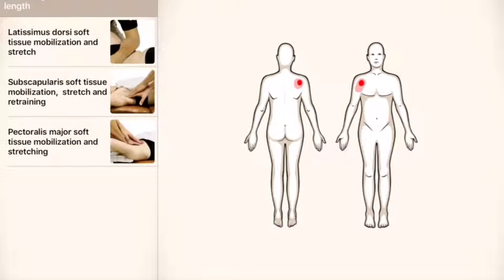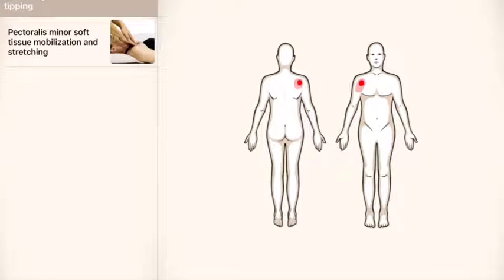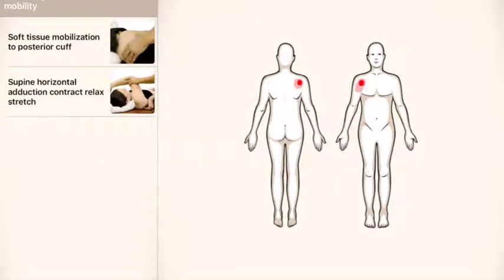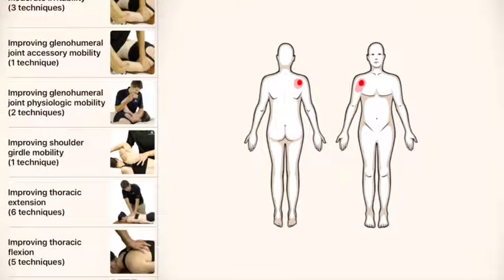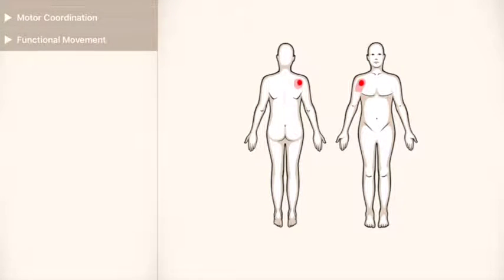You can see stretching and soft tissue mobilizations to the humeral medial rotators, the humeral anterior tippers like the pec minor, and some posterior capsule stretching that is very typical as we work with these high-level athletes. Your therapeutic exercises will match those.